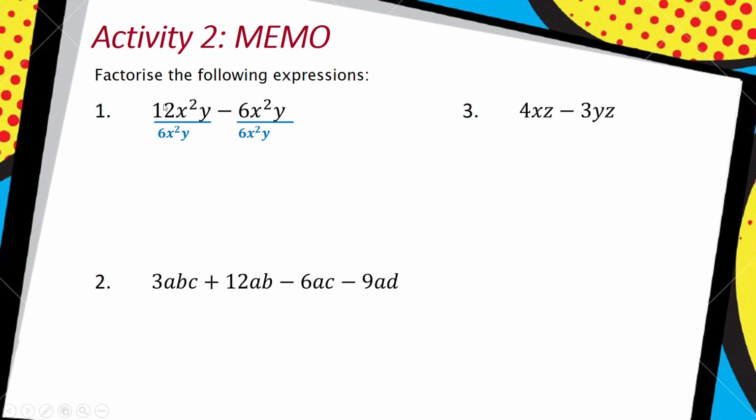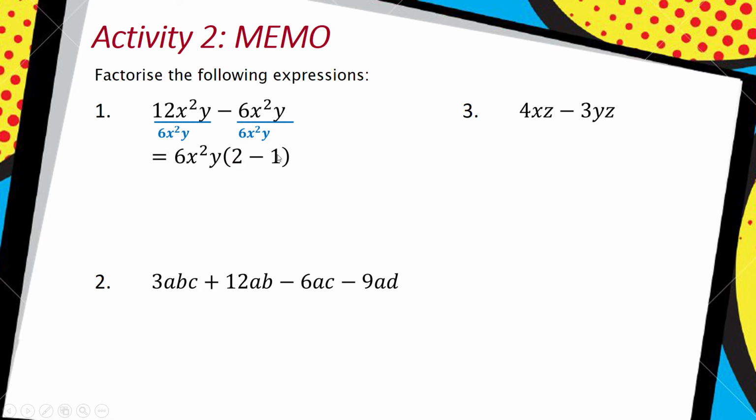So what am I left with? 12 over 6, that will give me 2, and then the x's will cancel and the y's will cancel. Minus 6 over 6, that gives me 1, and then the x's will cancel and the y's will cancel. Okay, so there's my highest common factor. That's what I was left with in the first term. That's what I was left with in the second term.